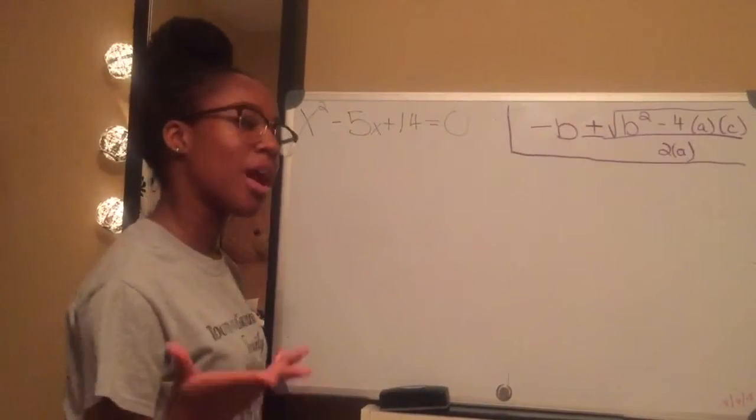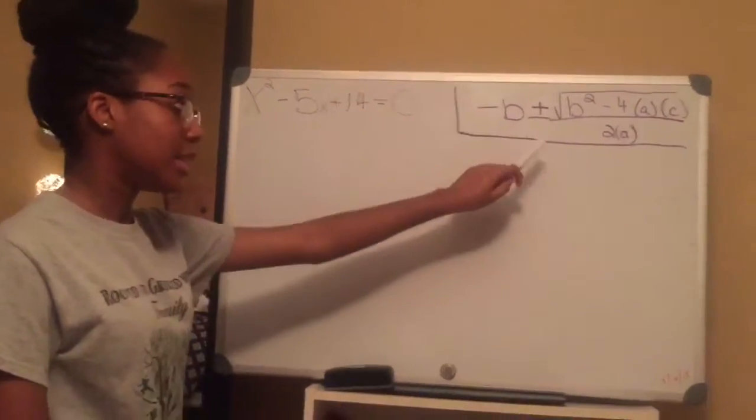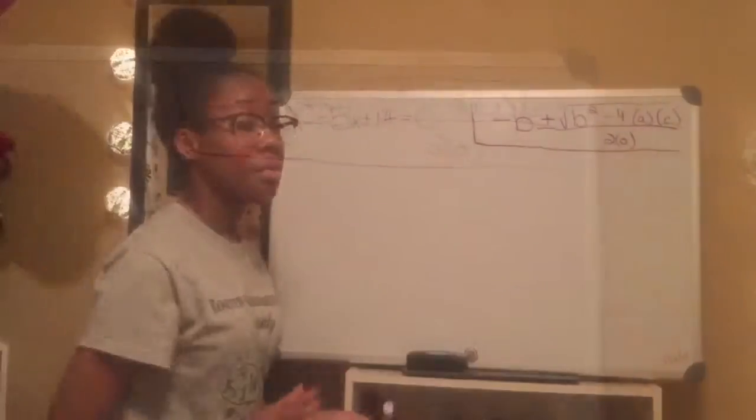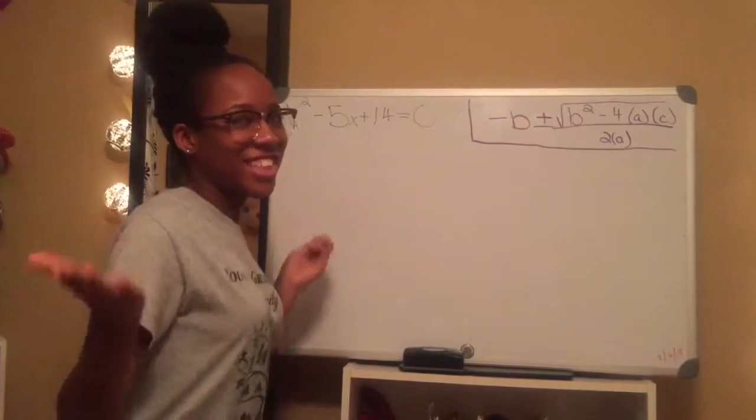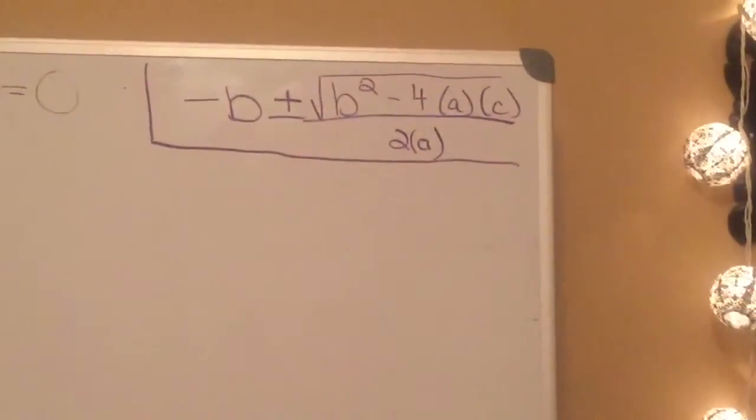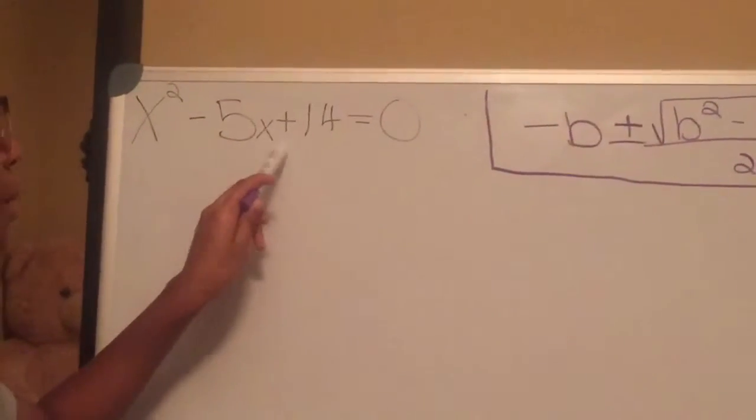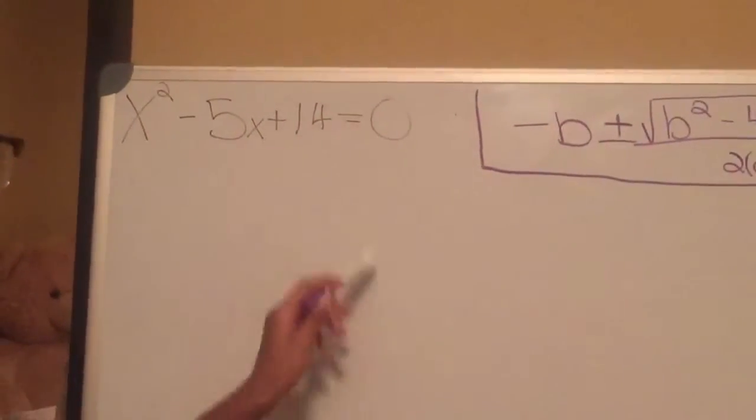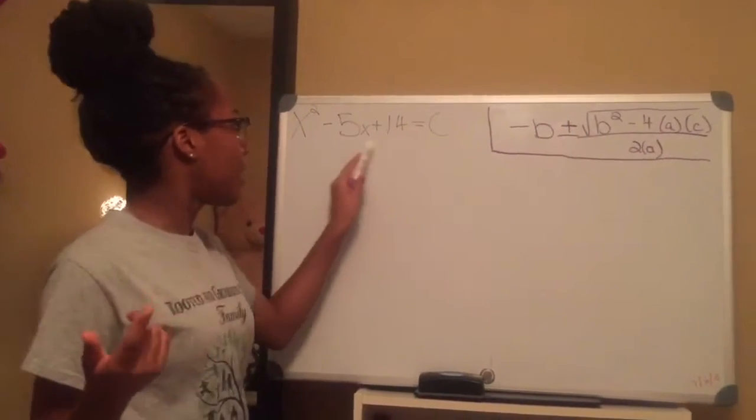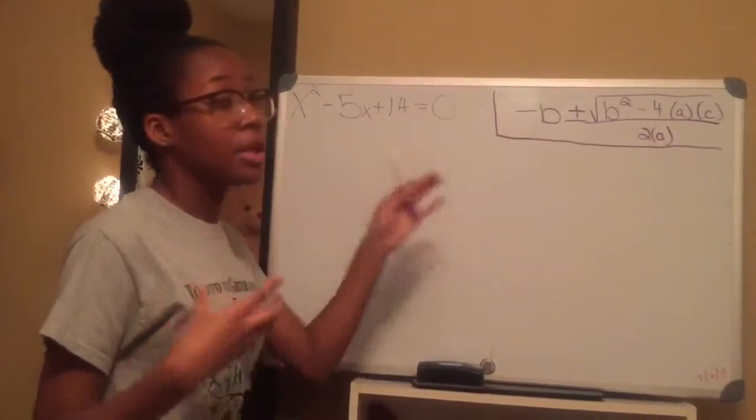So we're back with another problem just to make sure you have it. We still have our equation and still have the formula. Our problem is 2x minus 5x plus 14 equals 0. This problem is already easier than the last problem because we already have everything on the same side, so we're automatically going to take our coefficients and plug them into the formula.